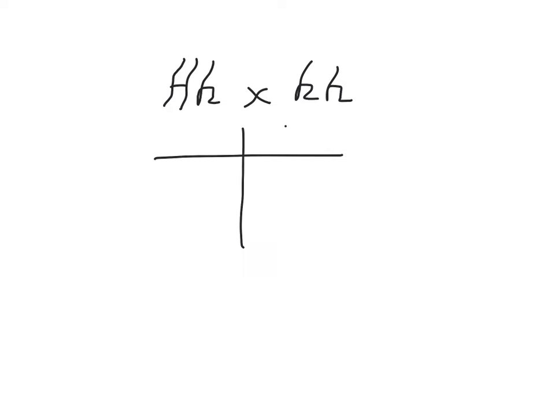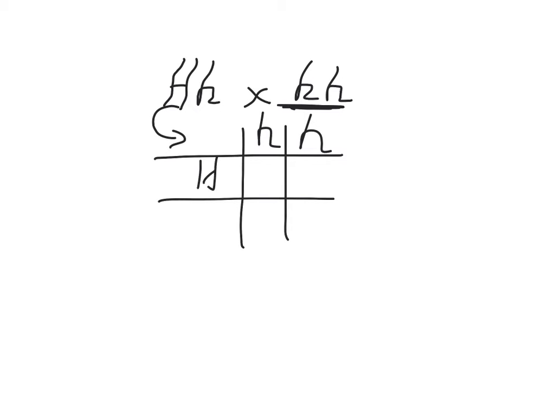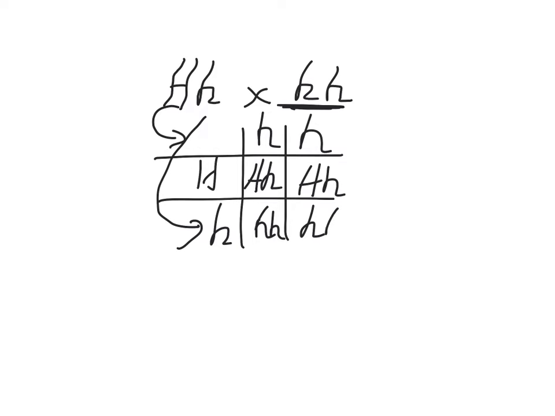You then work out the gametes and then you put them into the Punnett square. So there we have the gametes for this parent here, little h and little h. And then over here we put the gametes for this parent. It'll either be big H or little h. And when we do the genetics cross, here we go, we've got big H, little h, big H, little h, little h, little h, and little h, little h.